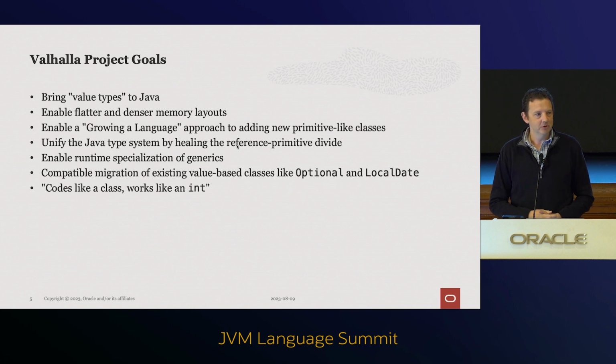Runtime specialization with generics, so we know that primitives can't work with generics, and the reason they can't work with generics is because they're not objects, and generics work on erased objects. Compatible migration, so there's a lot of value type-like entities out there, including in the JDK, and we'd like those to be able to come along for the ride. We have this motto, codes like a class, works like an int, that sort of summarizes what we're after.